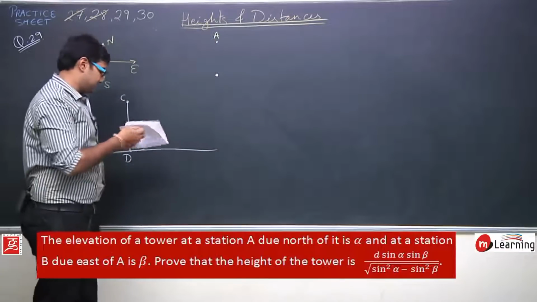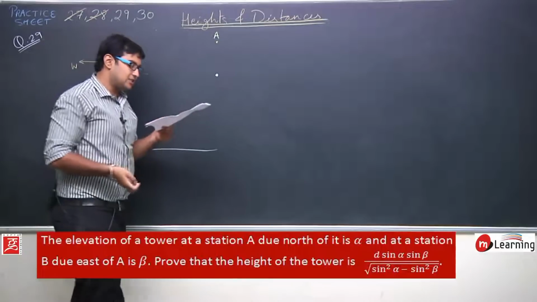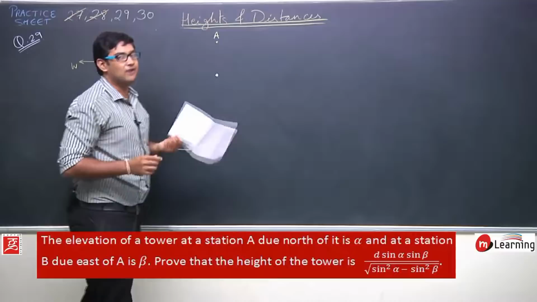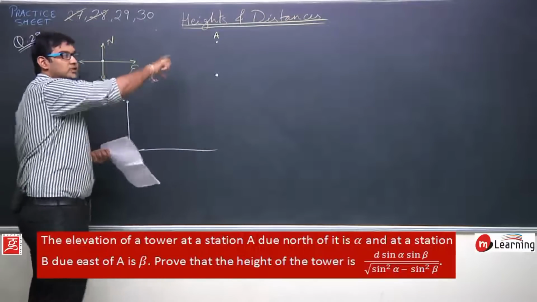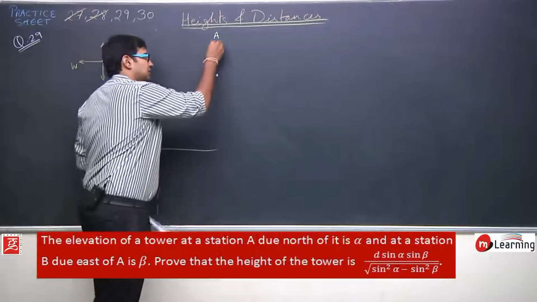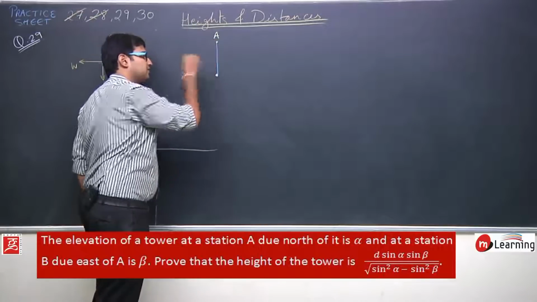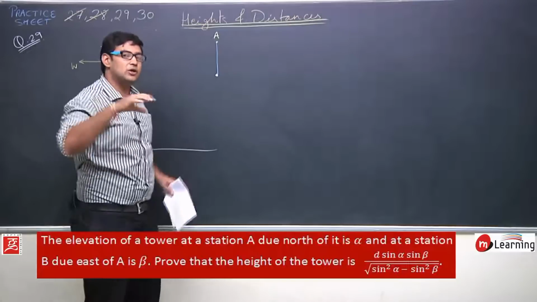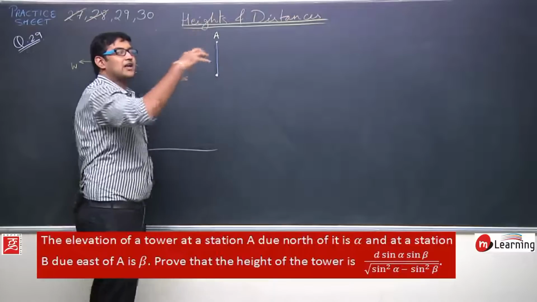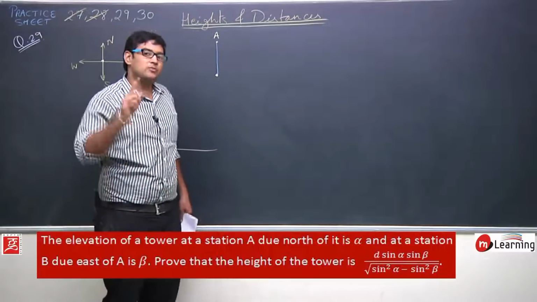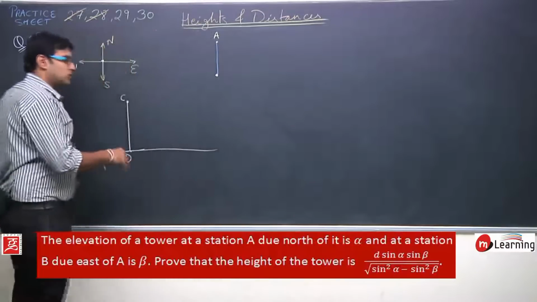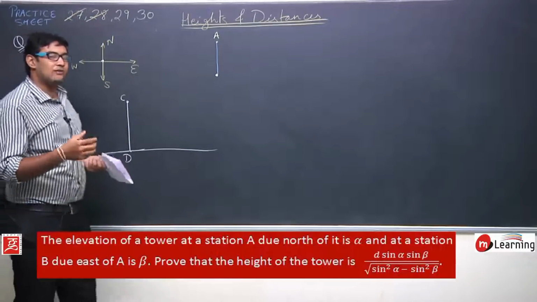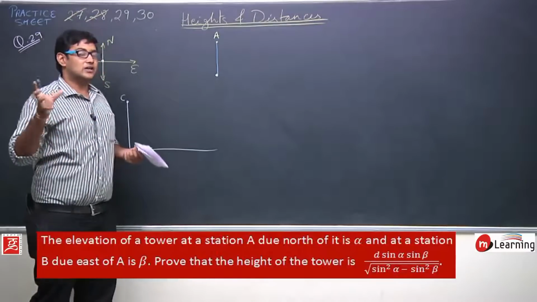What it says is the elevation of a tower at a station A due north of it is alpha. So if I observe this as A point, then this will be the line of sight. Now if I am observing this tower from the top, I will not be able to visualize what should be the angle of elevation. For observing the angle of elevation, I need to assume the tower in this manner, that is, I need to have a side view of the tower.